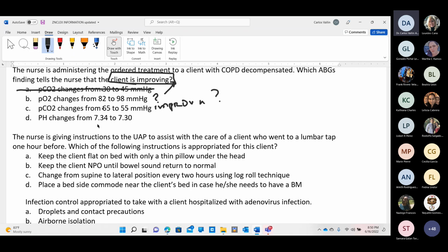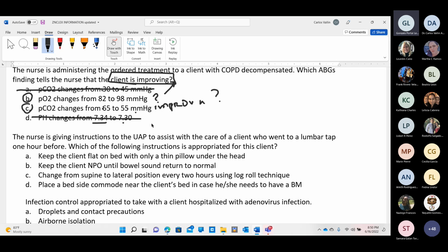And the pH has deteriorated, so that option is not it. Obviously it is between B and C. In the two situations, which one is going to be better, B or C? C. Why not B?